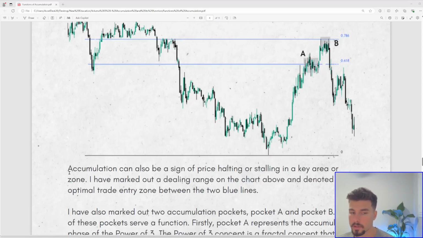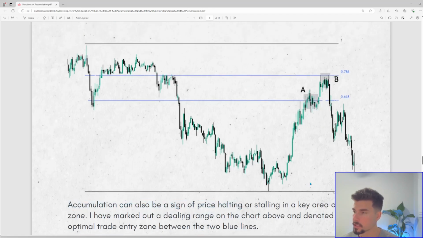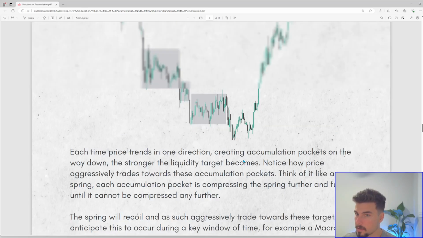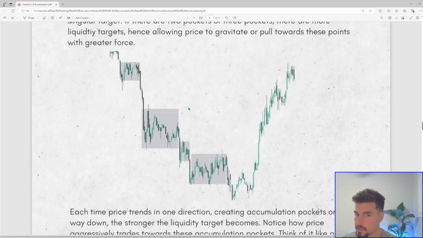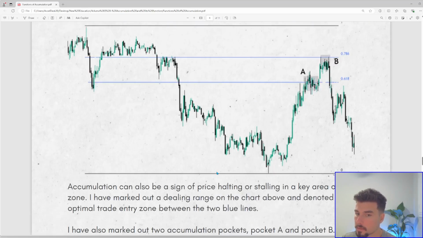So in this case, we're going to talk about accumulation being a sign of price halting, and we're going to combine that with accumulation being used as the power of three. The power of three, guys, is a fractal concept. It can occur in any time frame. Of course, you've got the typical example where the accumulation happens at midnight open, but it's not the only time where it can happen. So what we see with price action here, price moves down. What are we doing? We're accumulating here. And by the way, this is exactly the same example as this. It's the same thing. Price is stepping down. It's the same photo. All we've done now is extend this image just a little bit further.